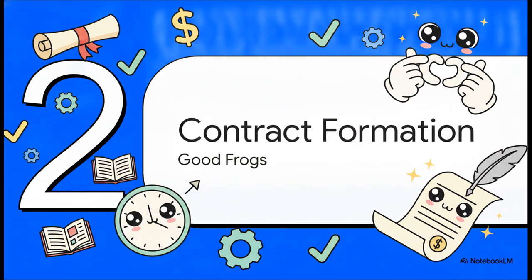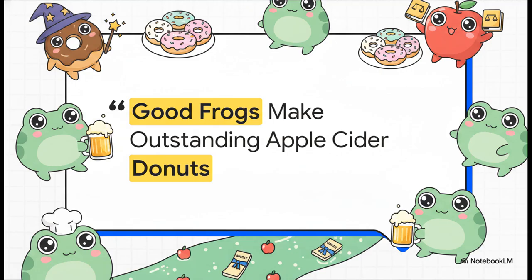Moving to Section 2, contract formation, or as we like to call it, good frogs. This is step 1. Bringing the actual contract to life. Good frogs make outstanding apple cider donuts. Okay, I know, it sounds totally ridiculous, but I promise you, this absurd phrase is literally the easiest way to remember the required elements for creating a valid contract.